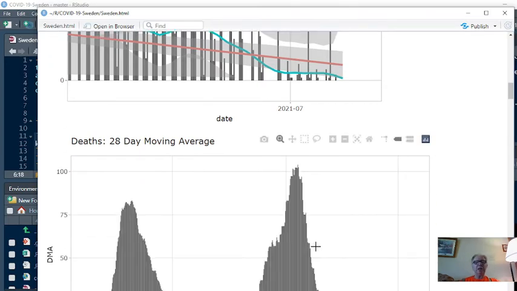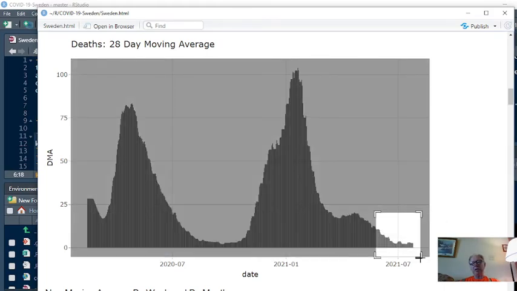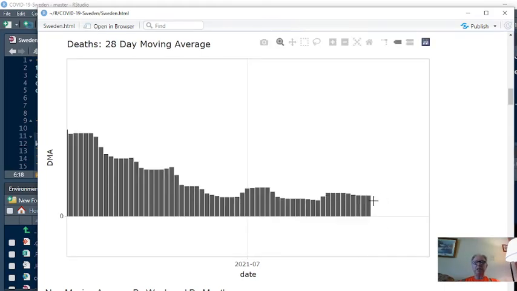Okay. This is deaths, 28-day moving average. So you can see back over here, there has been a slight increase, but now they've started to trend back down. So for the 28-day period ending 7/25, you were averaging 6.67 deaths per day.